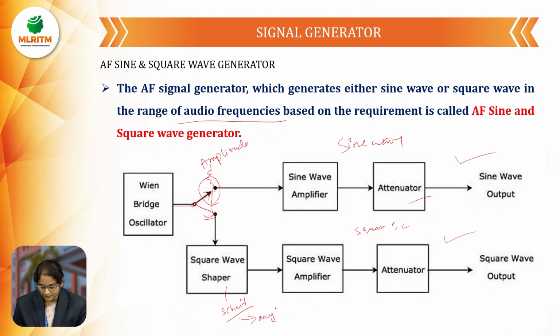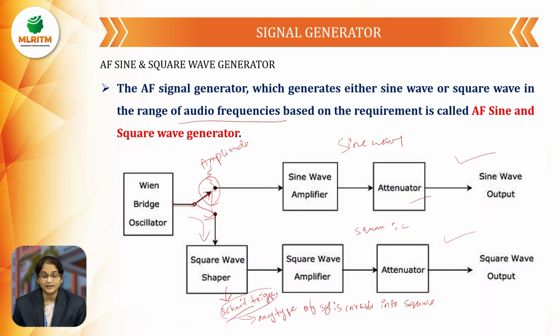Any type of signal is converted into a square wave. That is the function of this Schmitt trigger. Here we use the comparator or Schmitt trigger to convert whatever sine wave signal is coming from here. We convert that with the help of this Schmitt trigger.